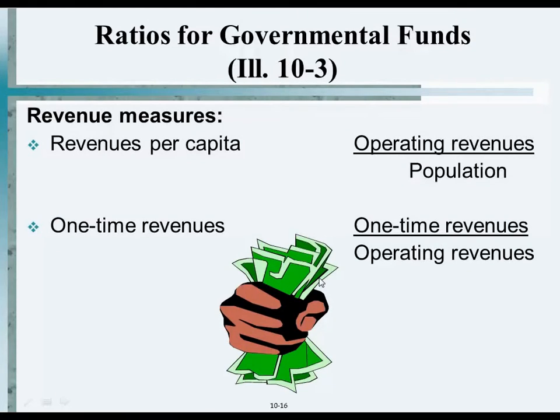Let's take a look at some of these measures. Revenue per capita: operating revenues divided by population. How would you like to see that number? The ratio, more or less?